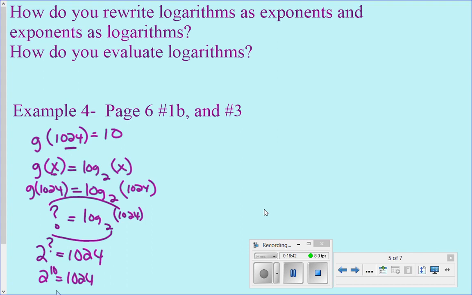Next, you should try the problems that are similar to that. Similar to g of 1024 would be part 3, letter A. So go ahead and look at that, give that a try. So g of 32. Same idea, we're going to replace x with 32. So log base 2 of 32. That's going to equal, I'll use a question mark again. So 2 to the question mark is equal to 32. Well, we know that is 5. 2 to the 5th is 32. So that means log base 2 of 32 is equal to 5.